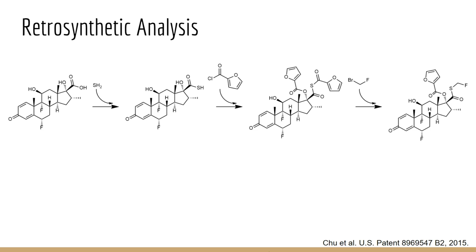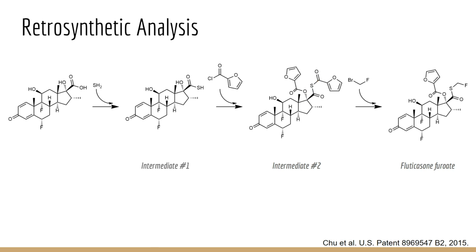Our retrosynthetic analysis of Relvar, or fluticasone furoate, is focused on the specific manipulation of the functional groups within this region of the steroid core. A precursor intermediate of Relvar can be reacted with bromofluoromethane to substitute the functional group on the sulfur atom for the appropriate fluoromethyl group. The furyl group that is currently attached is a result from the previous reaction.